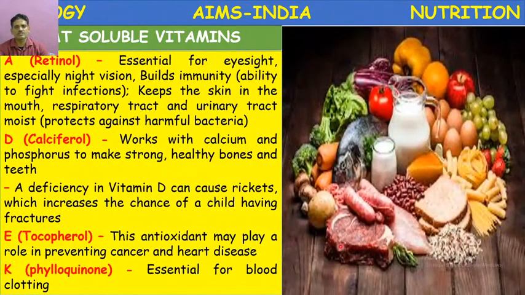So what are the common sources? Vitamin E is present in fresh leafy vegetables, particularly broccoli, drumsticks, and the leaves of drumstick are also rich in vitamin E. And cow milk is also a rich source, and along with that, baby corns. Okay, so they are the rich sources of these vitamins.